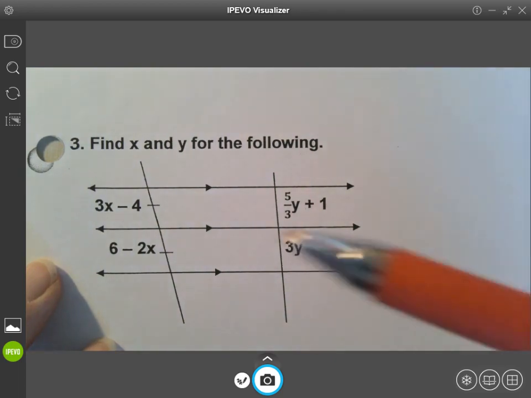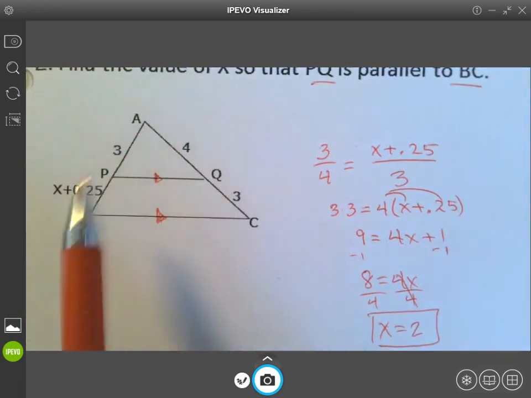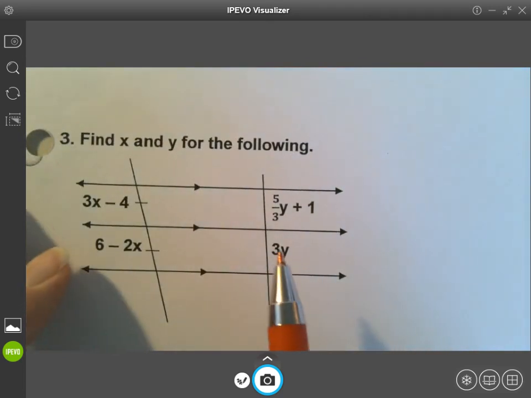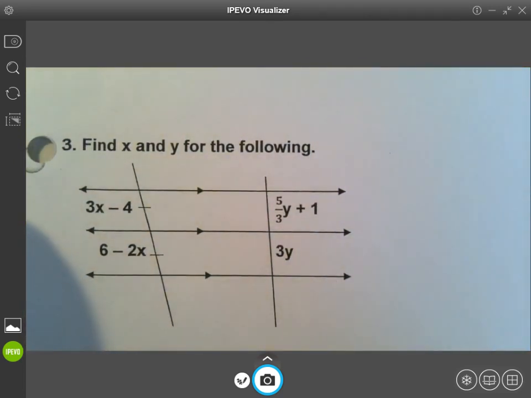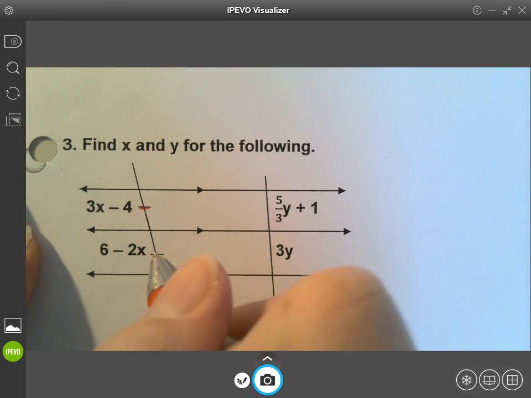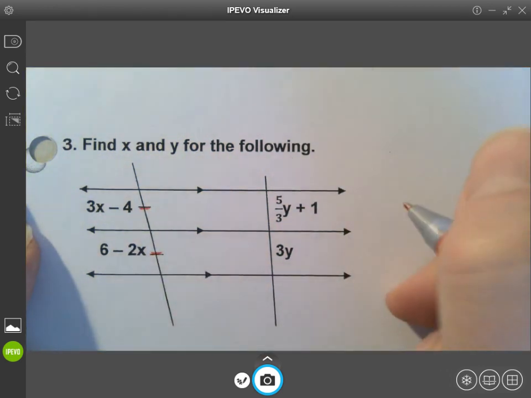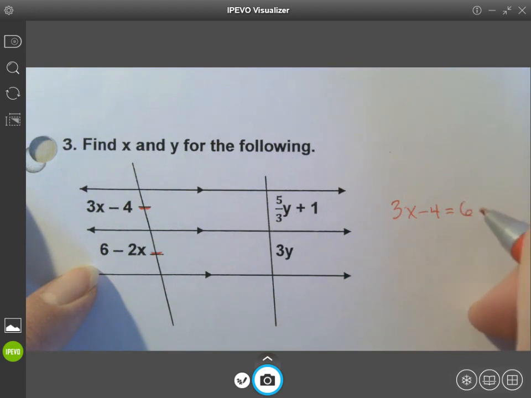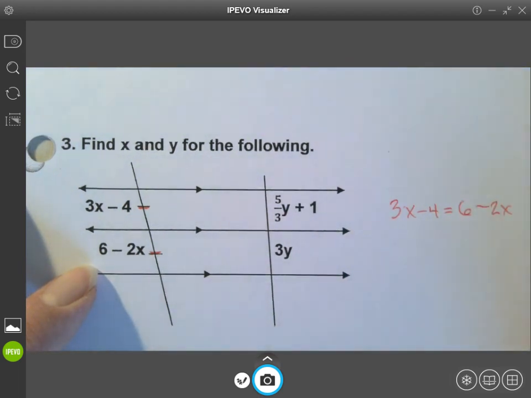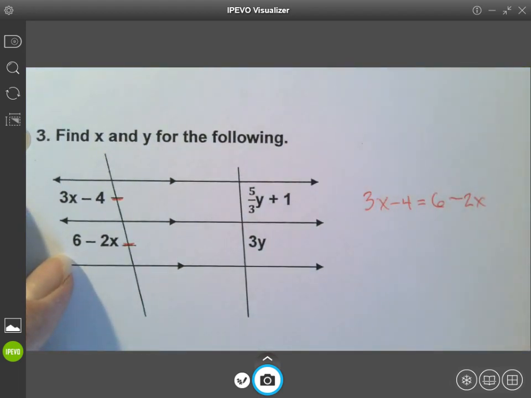Like normally I would jump in and do my proportion just like we did here. The problem is it's not going to be any good to have proportions with 2 variables in it. Do you see any other markings on the triangle that would help us? Well, I do. Don't they have these little tick marks here? Doesn't that mean that 3x minus 4 is equal to 6 minus 2x? So we're going back real basic. That has nothing to do with anything new. That just has to do with these are marked congruent, so we set them equal.